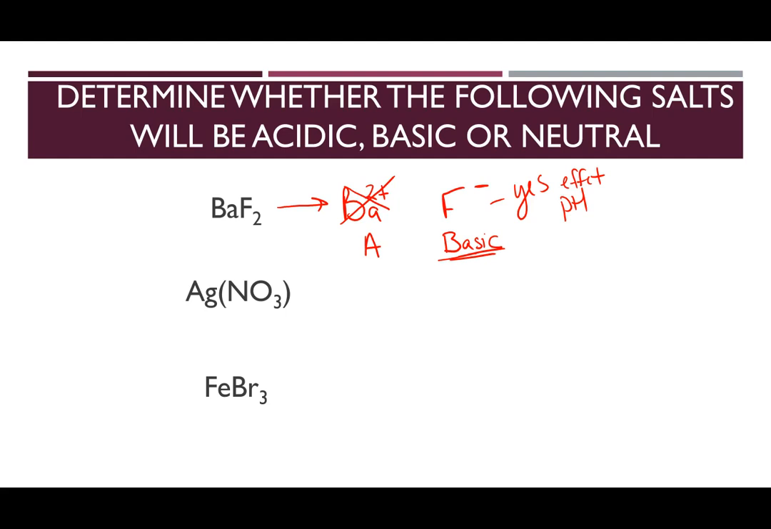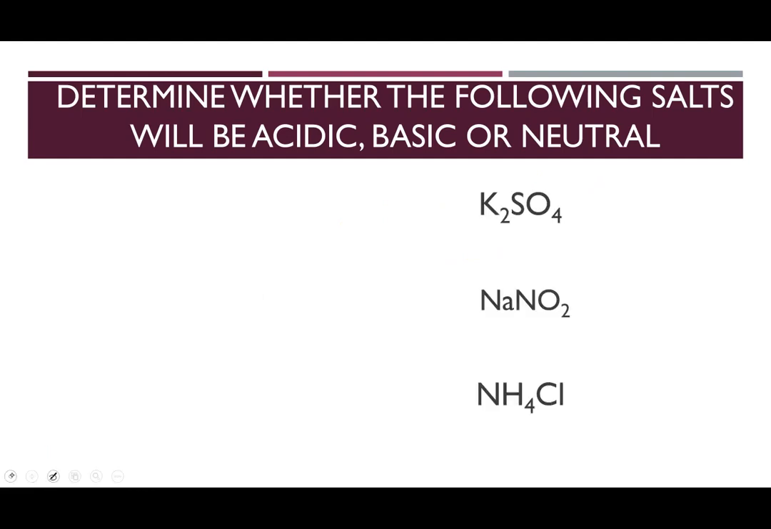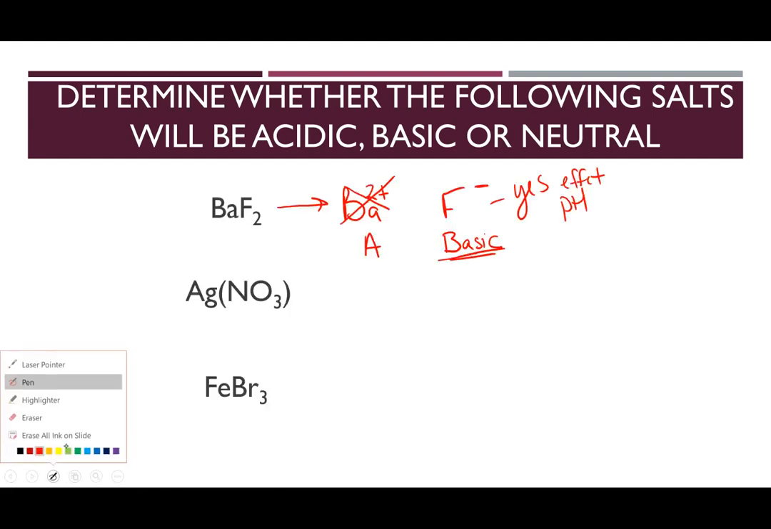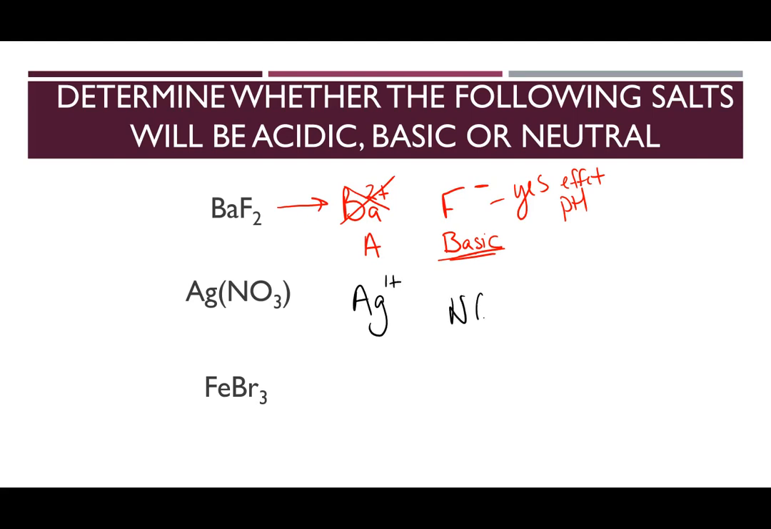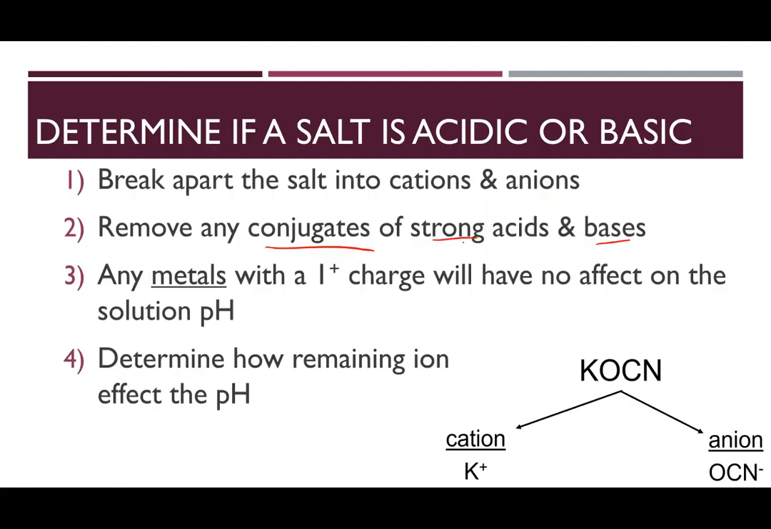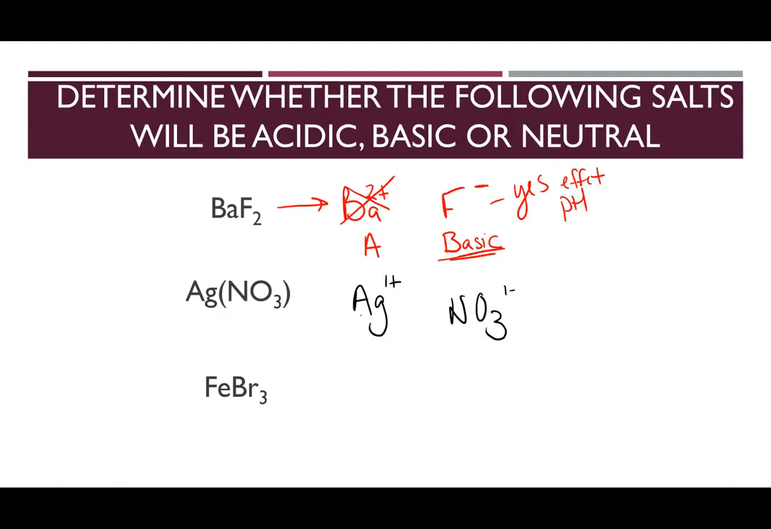Next one, silver nitrate. Okay, so the first step is to break this apart into its ions. So this ion is going to be silver with a 1+. This ion is going to be nitrate with a 1-. Okay. Step 1, remove any conjugates of strong acids and bases. Remove any metals with a +1 charge. Well, this is silver. This is a metal, and it's got a +1 charge. So if it has a +1 charge, it is not going to affect the pH. So we get rid of that. It's going to be neutral.